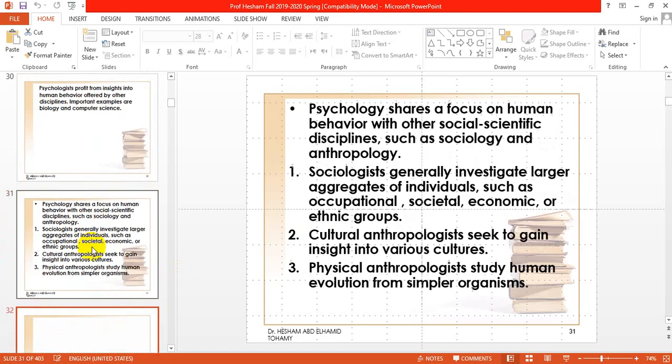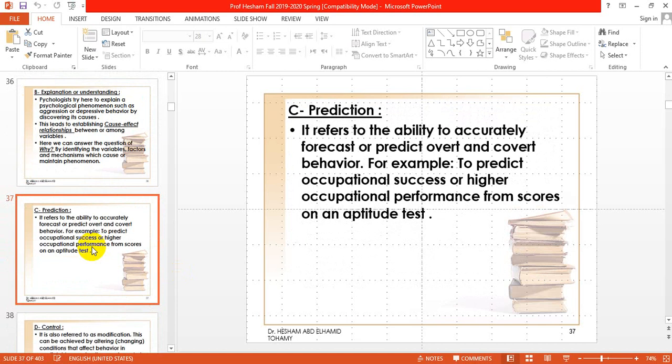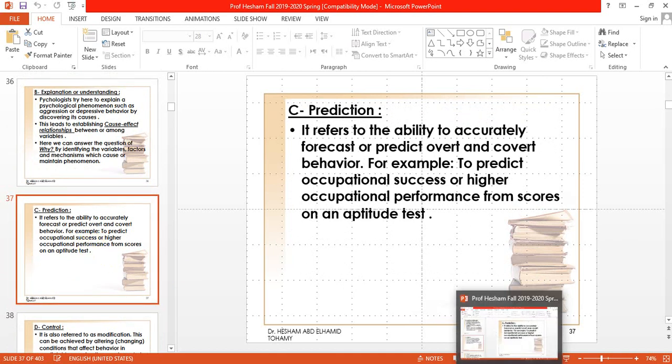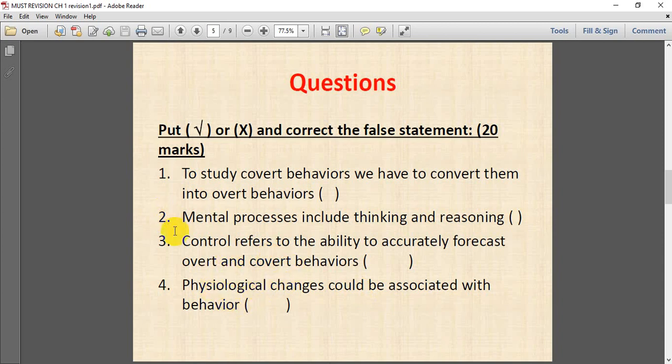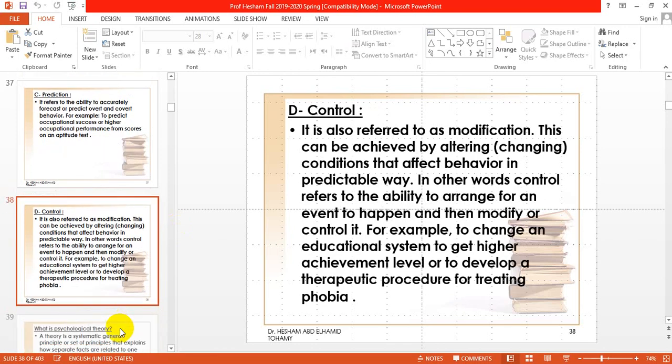This is the definition of prediction. Prediction refers to the ability to accurately forecast. So it is not modification, it is prediction. And in order to correct this sentence, we have to change this word to prediction, not control. But also check the slide which talks about control.